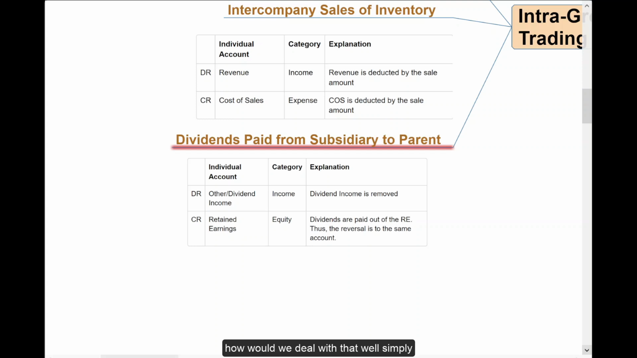So how would we deal with that? Well, simply remove it. So we debit dividends or debit income to remove the income, and we credit retained earnings, in effect reversing out that entry as if it never happened, because we want to offset and show accurate figures.